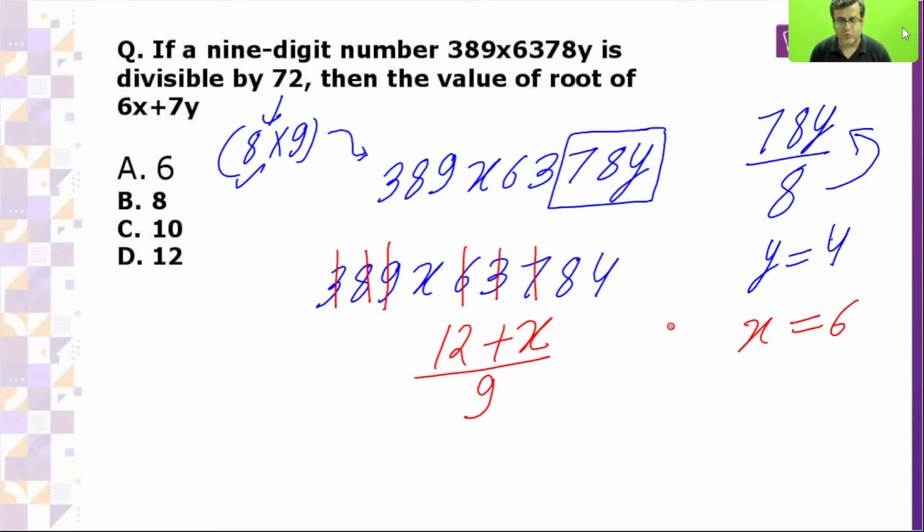Is this clear to everyone? x is 6, y is 4. I think this is clear. Now come to 6x plus 7y.